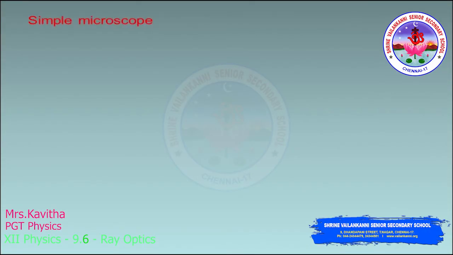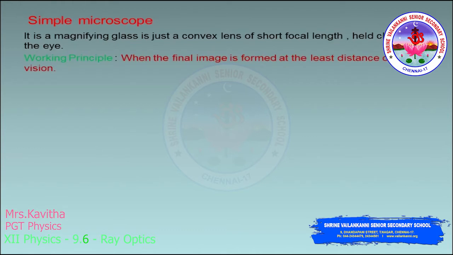Hello. In ray optics, we are going to learn about the simple microscope. A simple microscope, we can call it a magnifying glass. It's just a convex lens. It has a short focal length. So it is held near to the eye, right? So what is the working principle of it?